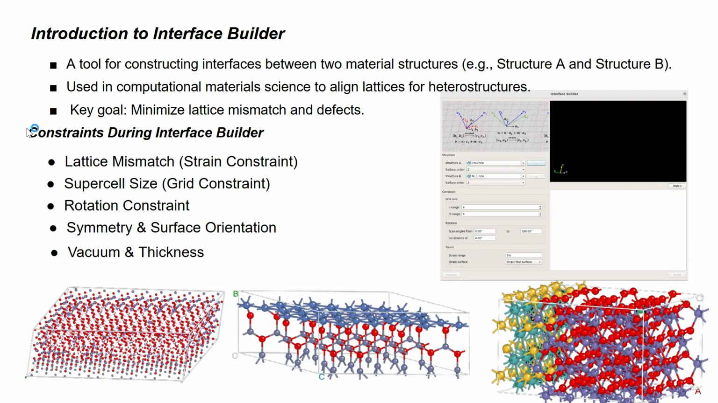Constraints during the creation of an interface between two different materials include: minimize the lattice mismatch, create a supercell with small n cross m, a rotation constraint, also small rotation, symmetry and surface orientation, vacuum and thickness. Let's jump to Device Studio and see the interface builder GUI first.